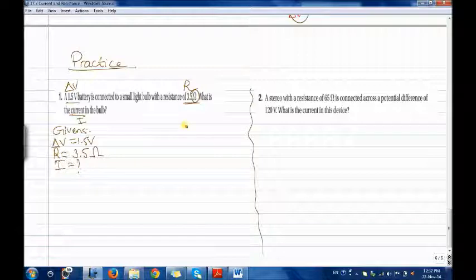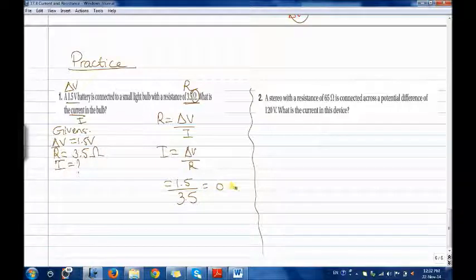The formula: we said that R equals ΔV over I. So if we move things around, I would be ΔV over R. ΔV is 1.5 over R, which is 3.5. So 1.5 over 3.5 will be 0.43 ampere. Ampere is the unit of the current, because they asked for the current.